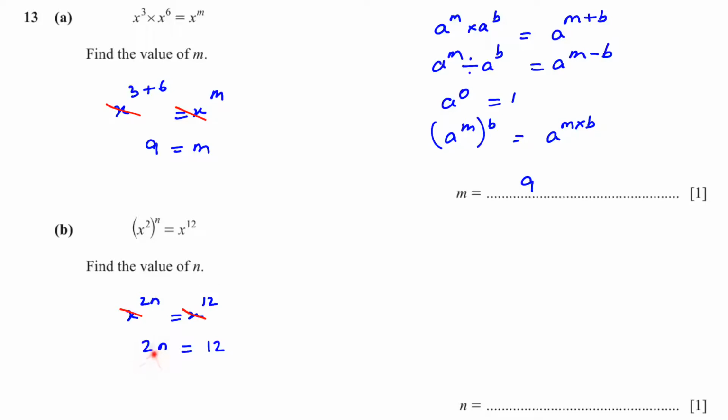2n means 2 multiplied by n. If it is a multiply and you move it to the other side, it's going to be a divide. Therefore, n is equal to 12 divided by 2, which is 6.